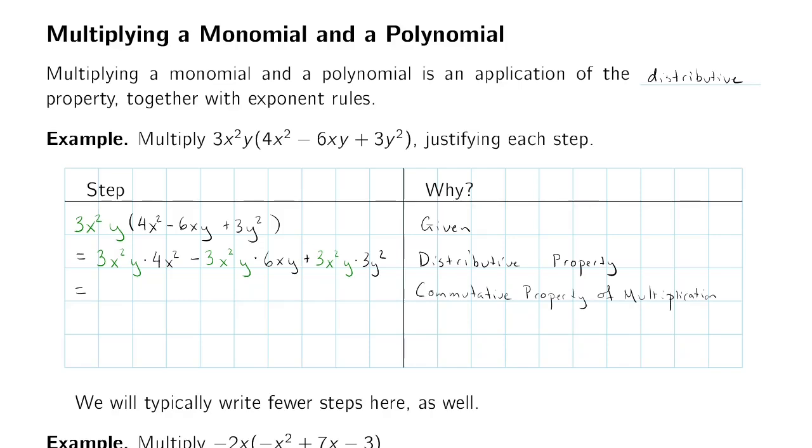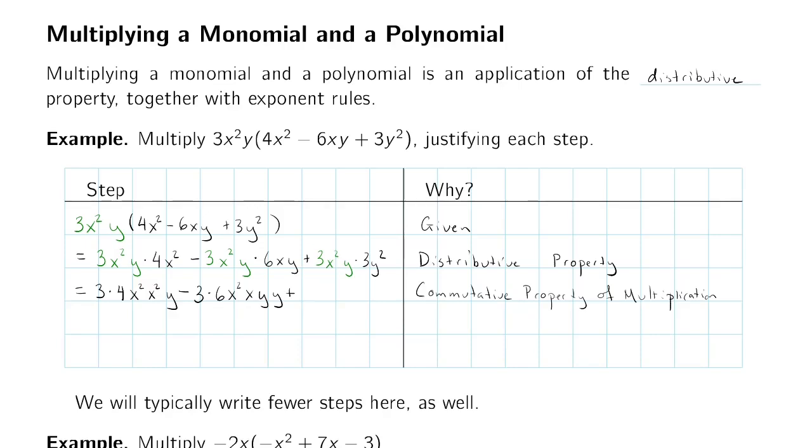So within each term, we're going to rearrange to put the numbers first. So 3 times 4. Then the x's, x squared times x squared. Then the y's, just a single y in that first term. Numbers first, 3 times 6. Then the x's, x squared times x. Then the y's, y times y.